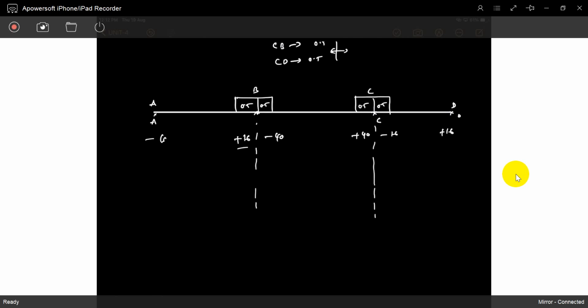So what is the difference? 40 is there, 24 is the difference. Minus 24 is the difference, so you have to apply plus 24. That plus 24 is distributed half each, plus 12, plus 12. Similarly at C, plus 24 is the difference, so you have to apply minus 24. So it's minus 12, minus 12. So exactly, you will get 28, 28, 28, 28. That's it.